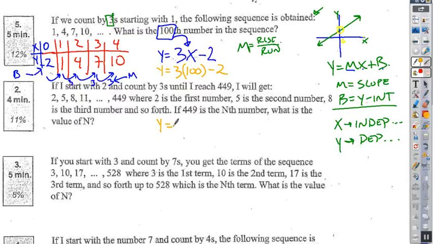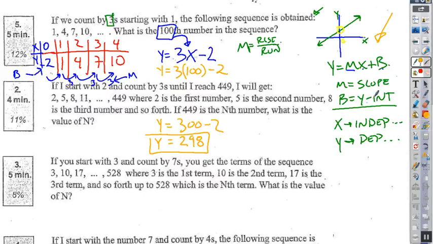So I have y is equal to 300 minus 2. Well, 300 minus 2 is just 298. So my 100th term will have a value of 298. And I'm going to be doing that over and over and over again for the rest of these problems. So I'm not going to go through every time explaining y equals mx plus b, m is slope, and b is y-intercept.